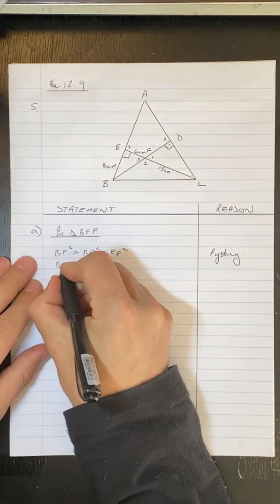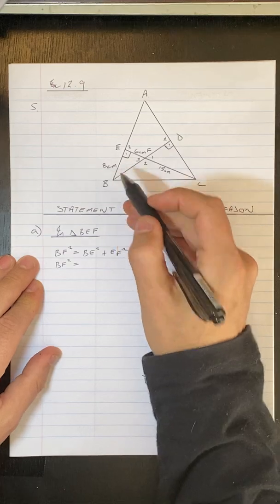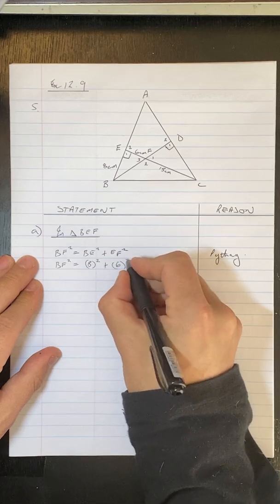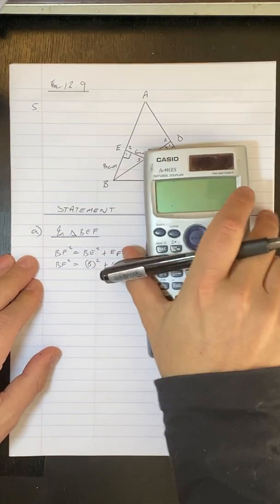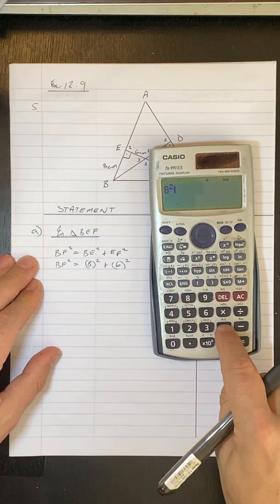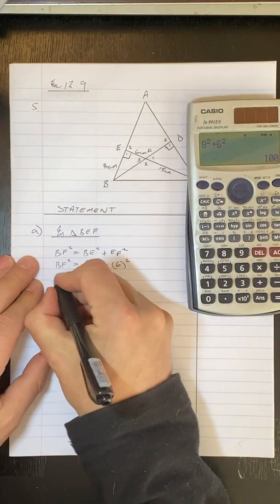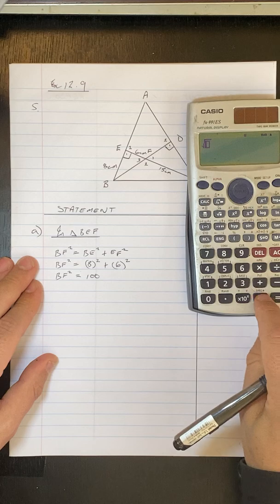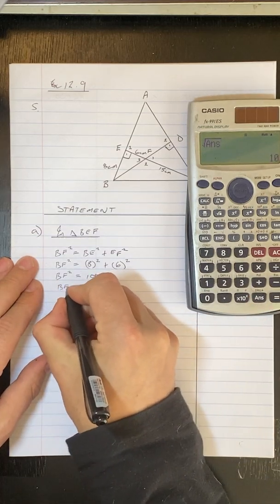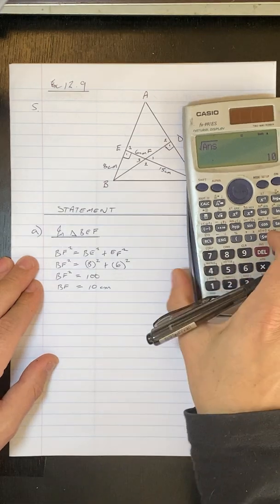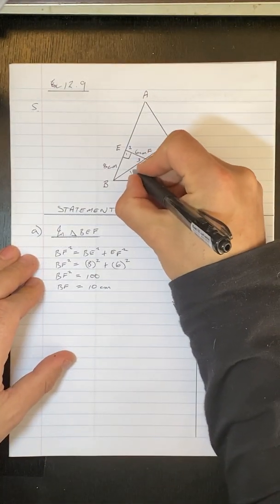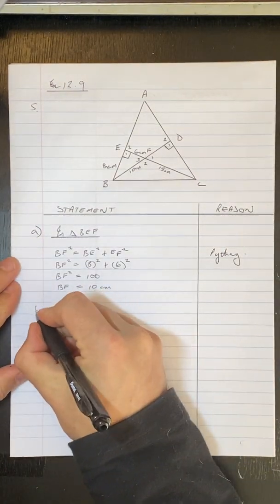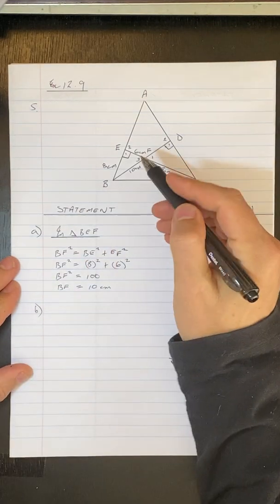Okay, just going to fill in all our information. So BF squared, BE is 8, plus EF is 6. I'm going to put that on the calculator. So 8 squared plus 6 squared, and we get 100. Take the square root of that answer, and we get 10 centimeters. Okay, so now I can put that in over here. BF is 10 centimeters.